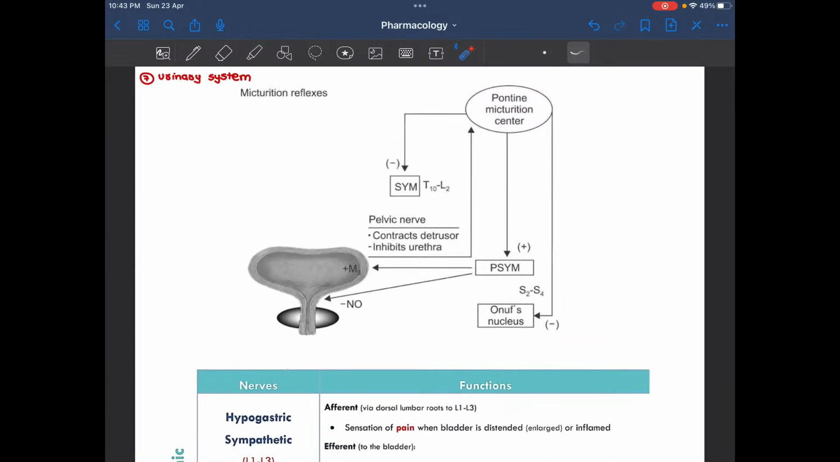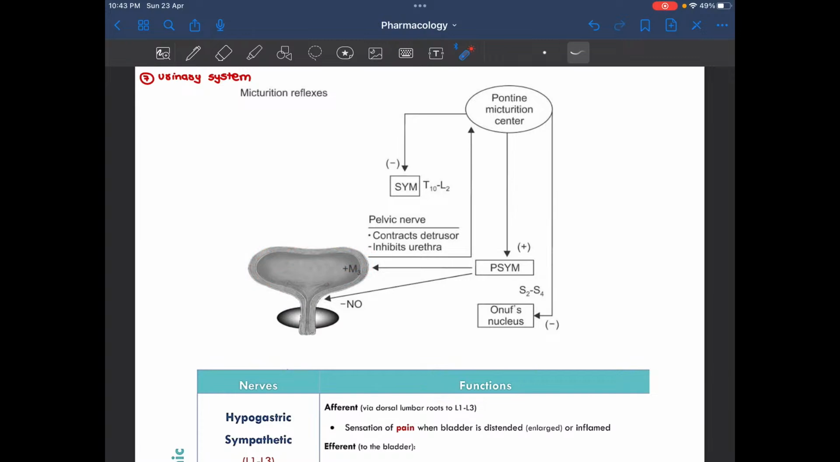Okay. What about the urinary system? In the urinary system, guys, just remember that the parasympathetic supply is going to contract your detrusor muscle. Okay, via which receptors? M3. Okay, so whatever drug acts only on M3, I'm going to call it a vesicoselective drug, meaning it's going to work only on the bladder. Okay, vesico means bladder. So by acting on M3 on the detrusor, it's going to lead to contraction of the detrusor.